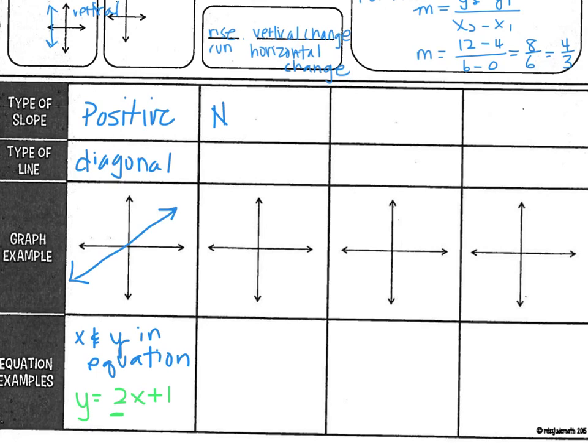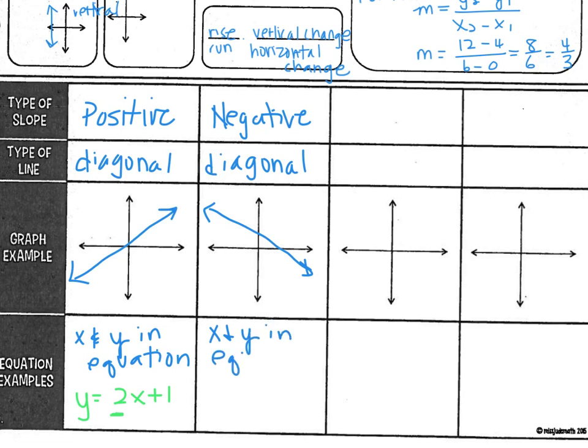The second type of slope we talked about was a negative slope. Again, I'm going to have a diagonal line from the left side of my graph down to the right side of my graph. Again in my equation, I will have an x and a y. So whenever I have an x and y in my equation, I'm going to have a diagonal line. With that as well, I have an x and a y, and I have a negative 2. A negative slope makes a diagonal that goes in the negative direction.